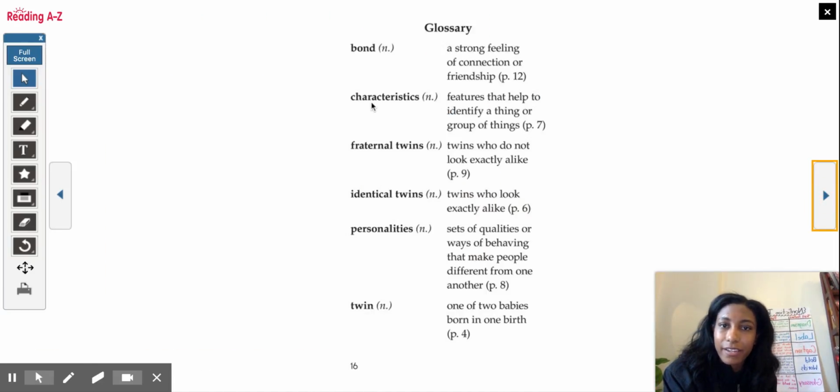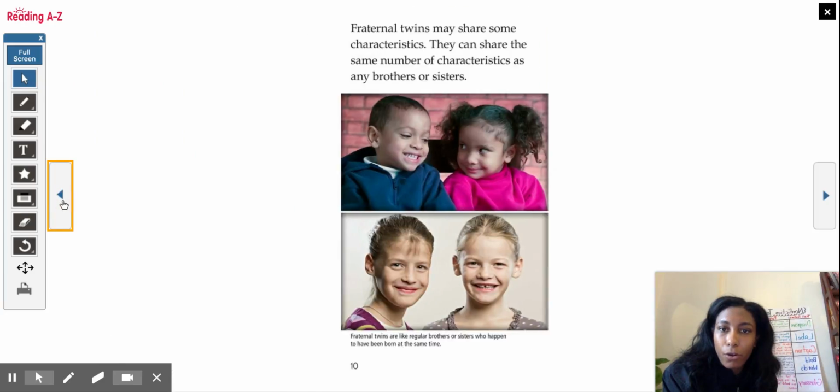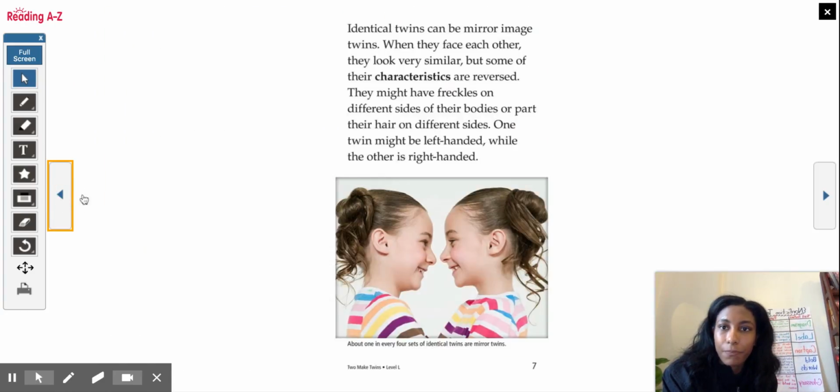Characteristics. I see it right here because it's in alphabetical order. Our glossary is always going to be in alphabetical order. It's not the order in which you see the words in the story. It's always going to be in alphabetical order. Characteristics. Features that help to identify a thing or a group of things. Okay. I think I'm ready to go back and read that page now.